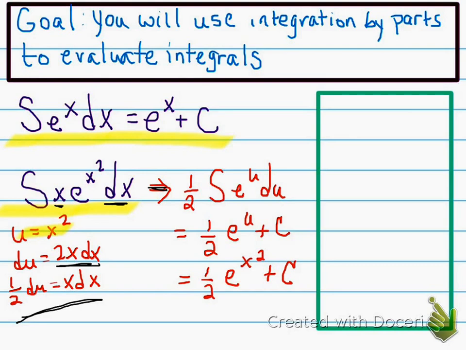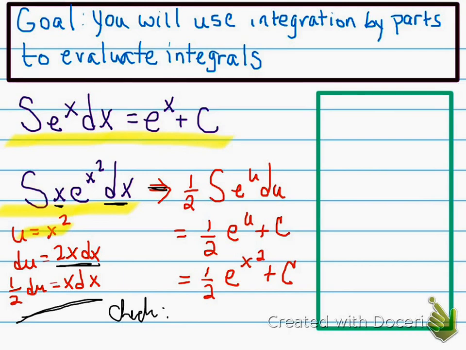Well, that will be 1/2. The integral of e to the u is just e to the u plus c, because this is an indefinite integral. Take u out, put the x squared back in, which is what we set u to be, and we're done. Remember our check. Our check would be to take the derivative.